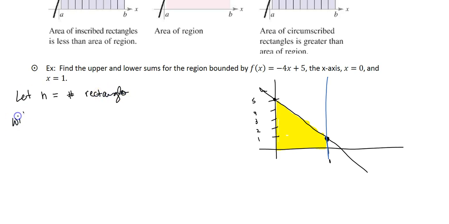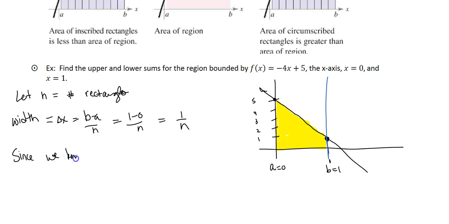And for that n, our a here is 0, our b is 1. So the width, or the delta x, is going to be b minus a over n, which is 1 minus 0 over n, or just 1 over n. And since we know that f of x is decreasing, we can let capital M sub I be equal to the left endpoints.